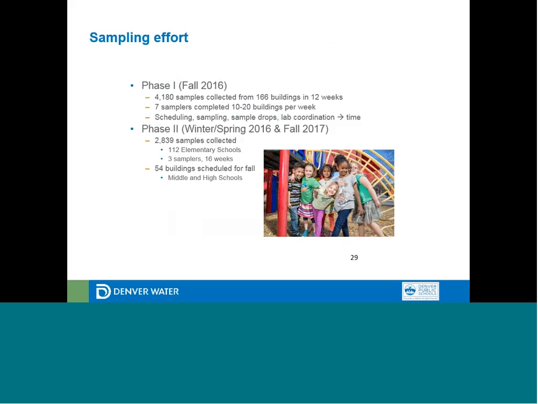Our sampling effort was done in 2 phases. The first phase was targeting more of the drinking fountains, kitchen sinks, lounge sinks, nurse sinks. In the second phase, we went back and really hit all the classroom sinks. As of to date, we're still conducting our phase 2 sampling. We have middle and high schools to do in the fall, and we've collected just over 7,000 samples.